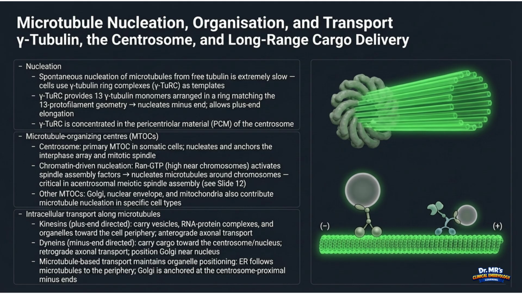The gamma-TuRC is a massive protein complex that contains exactly 13 gamma-tubulin monomers arranged in a perfect, rigid circle. It perfectly matches the 13 protofilament architecture of a mature microtubule. It's essentially a pre-made molecular starter ring. The cell lays down this gamma-TuRC where it wants a microtubule to begin. The free alpha and beta tubulin dimers see this perfect ring and just start rapidly stacking on top of it. This gamma-TuRC firmly nucleates and anchors the minus end of the microtubule, protecting it from depolymerization, while allowing the plus end to shoot outward into the cytoplasm to do its searching.